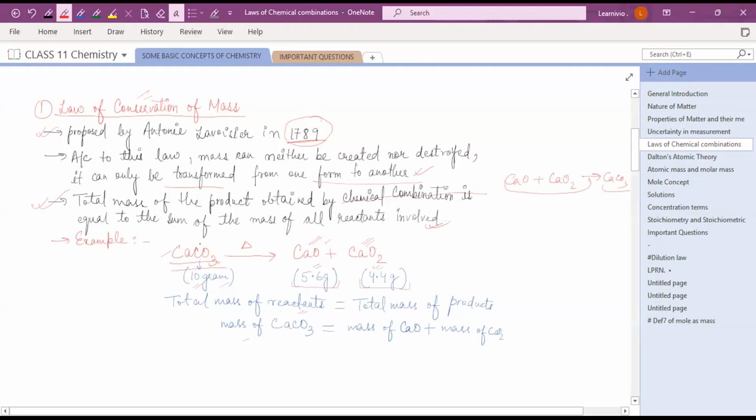Okay. So this 10 gram is the reactant. So mass of reactant, which is mass of calcium carbonate, is 10, right? And the mass of calcium oxide is 5.6 and for carbon dioxide is 4.4. So when you add, you will get 10. So you can see that the mass of product and reactants are equal. Means mass is neither created nor destroyed. Mass is just transformed from one form to another. So this is the law of conservation of mass. Mass is conserved. Clear? Any doubt in this?